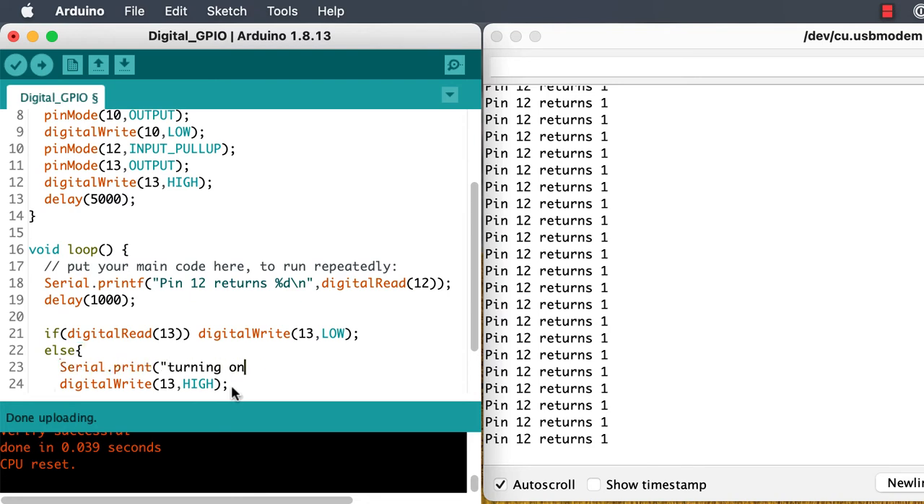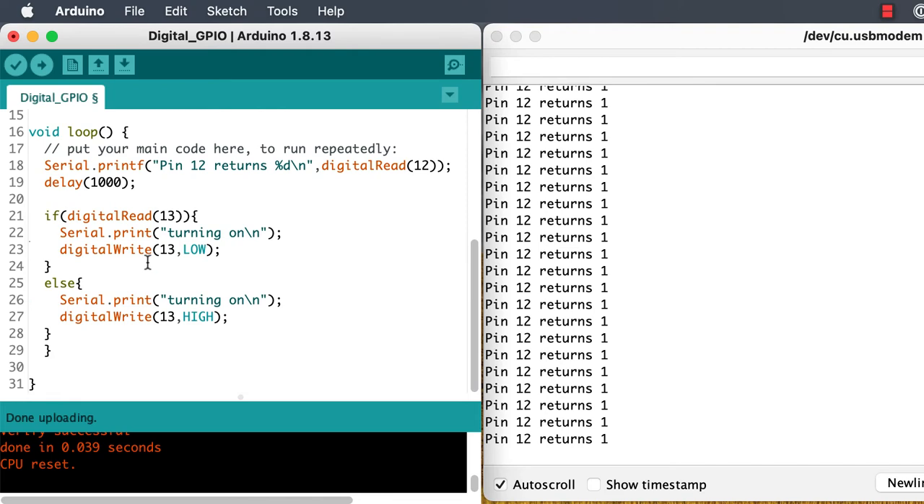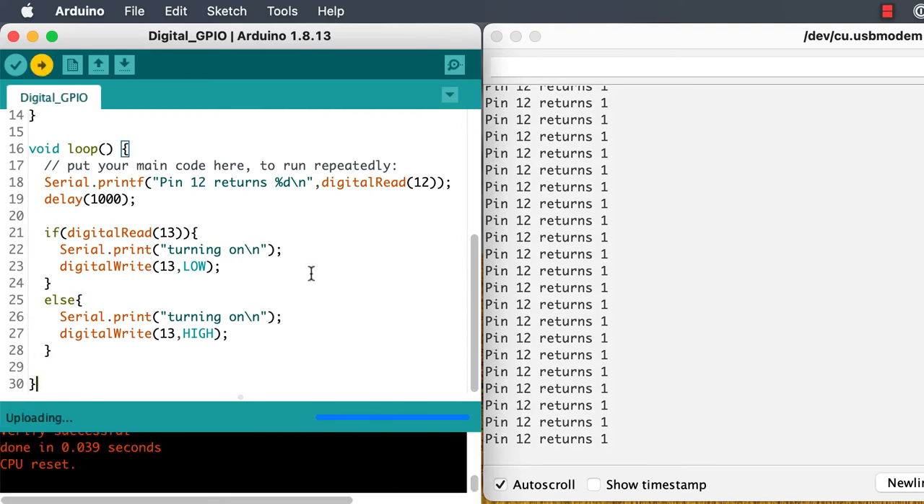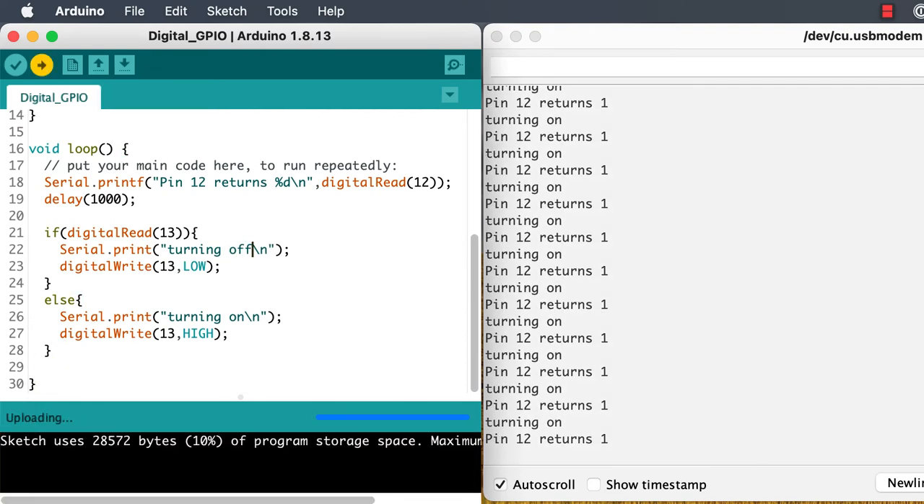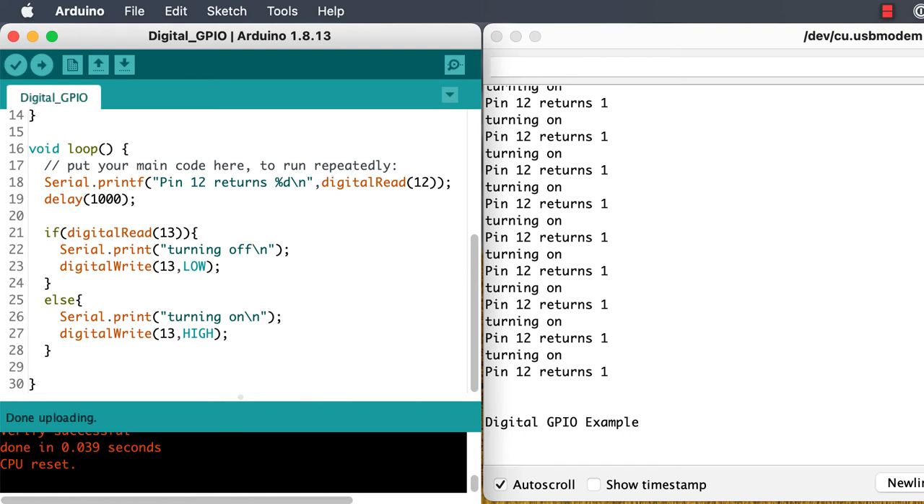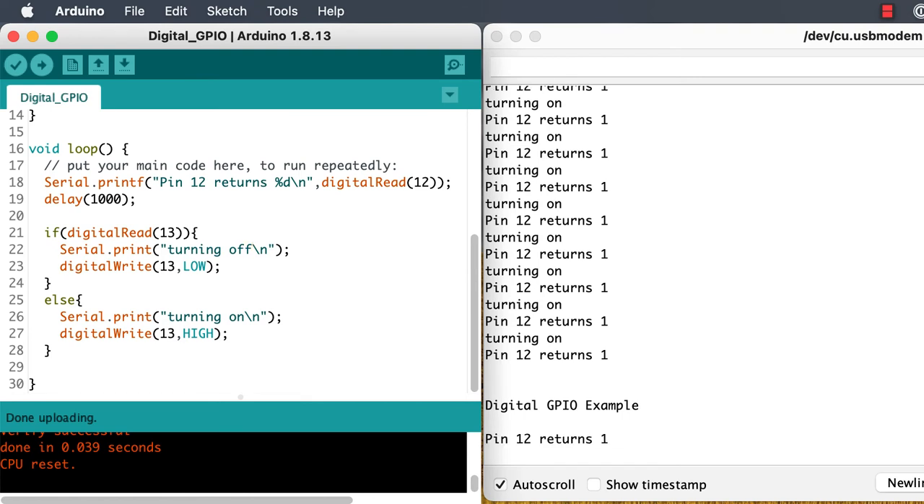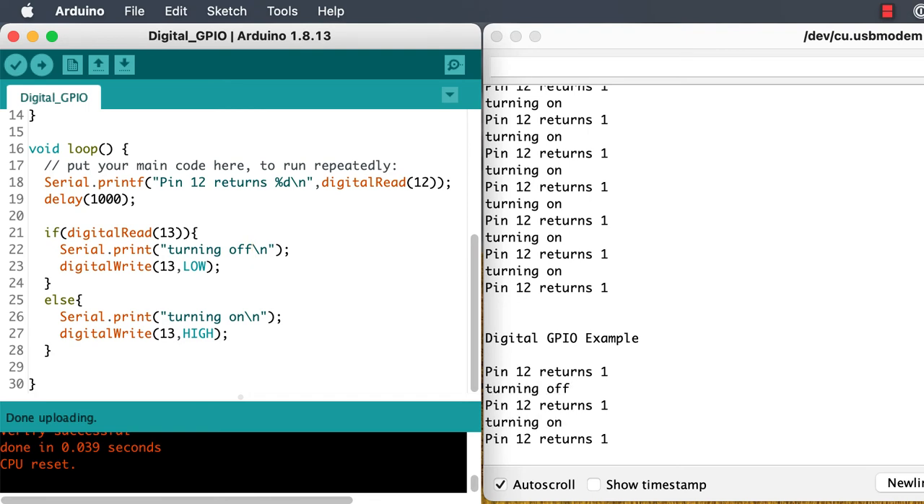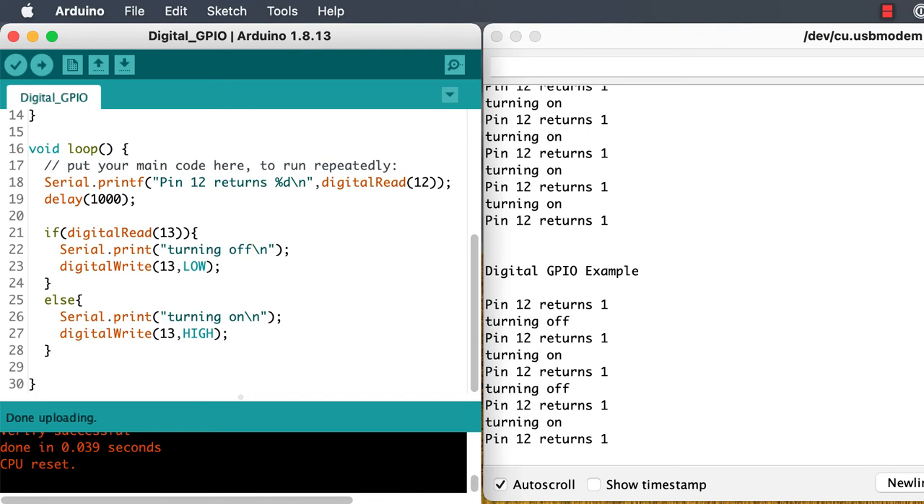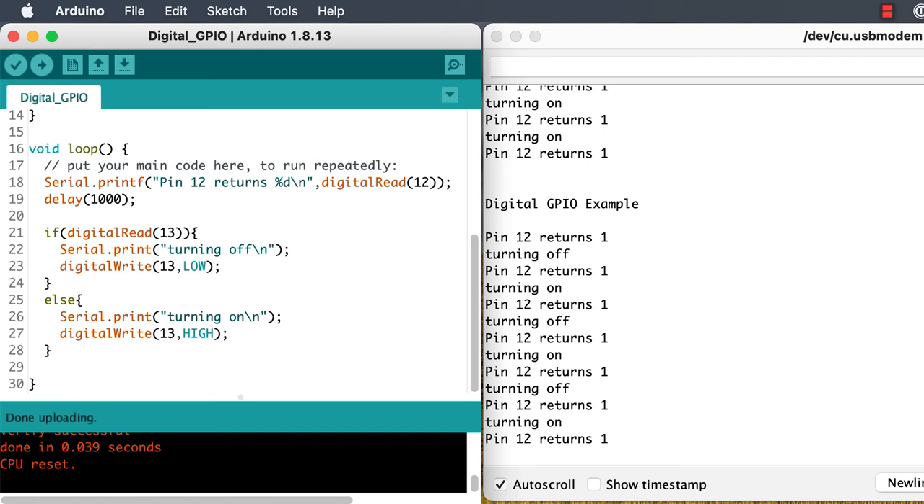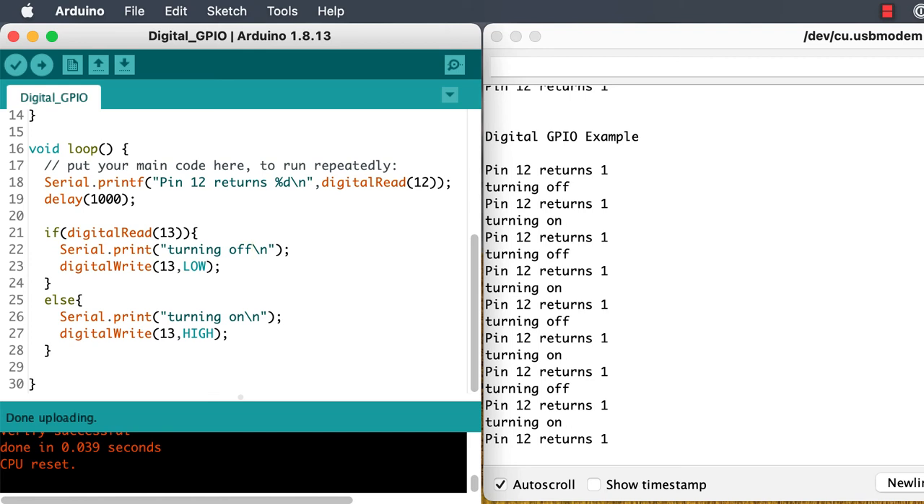I can see that it's blinking on and off every second, but if you don't believe me, let's put some code in to print it out to the monitor as well so that we know what's going on. It's worth noticing that even though pin 13 is in output mode, we can still read from it to find out what the state of that pin is, what we've set it to. So that allows us to switch back and forth depending on whatever the current value is.